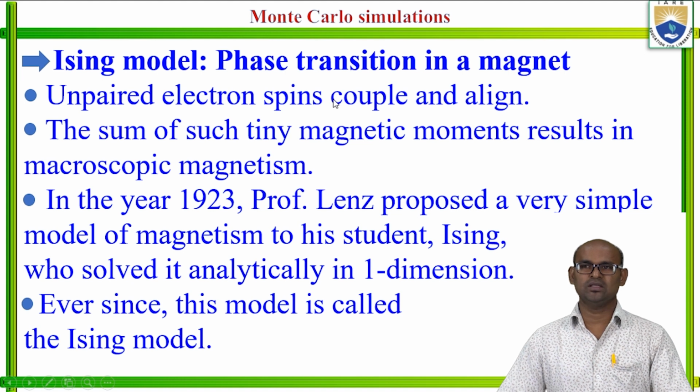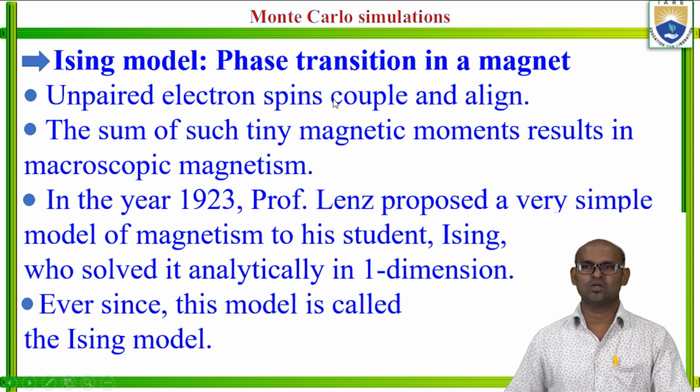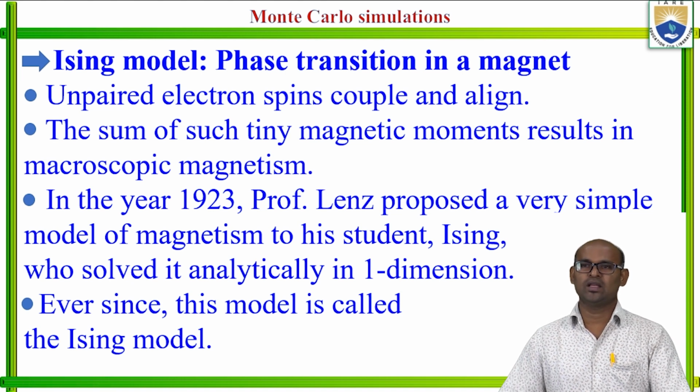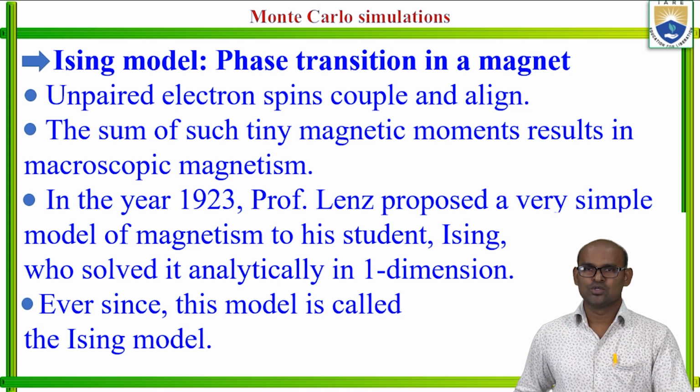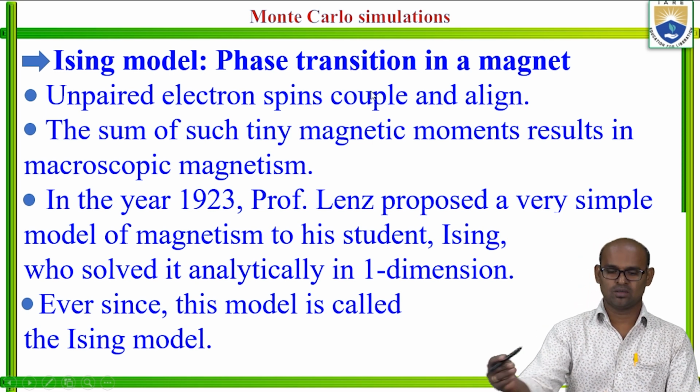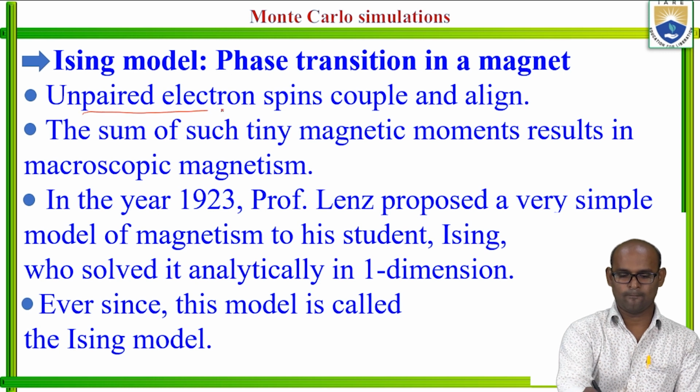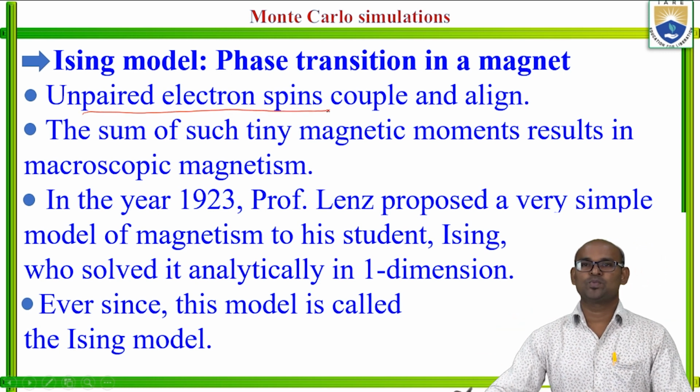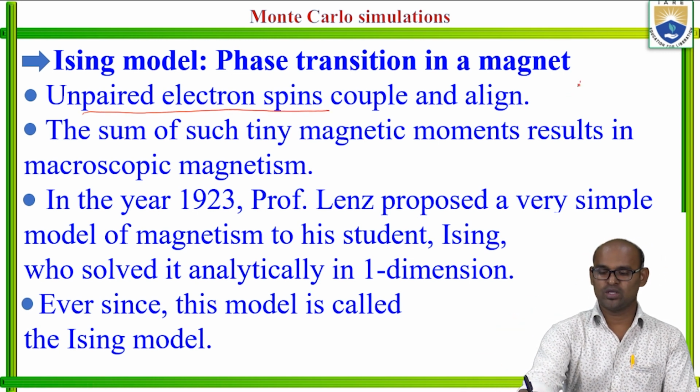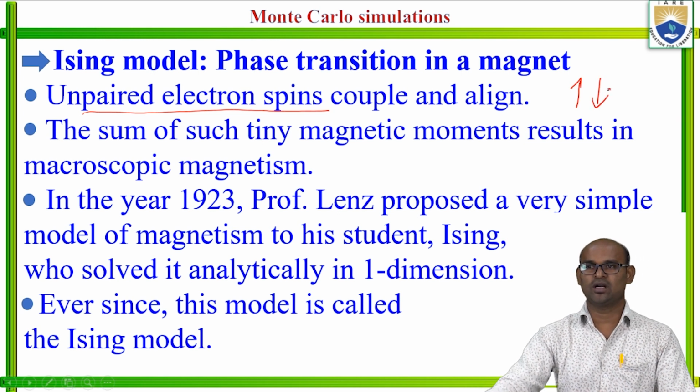Okay, so you can consider iron. Iron is a metal that has free electrons. The outermost orbital electrons can move freely in the lattice. So these unpaired electron spins can couple and align. Each electron has a spin, and it can be oriented either in the up direction or the down direction.